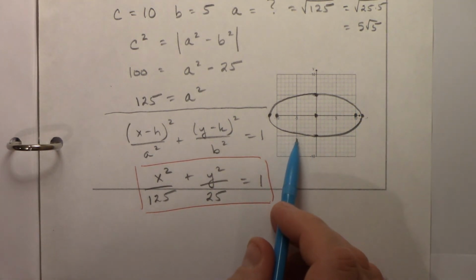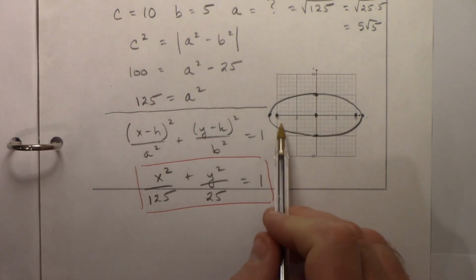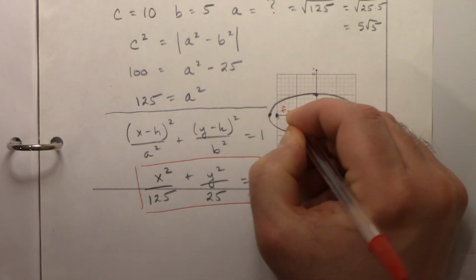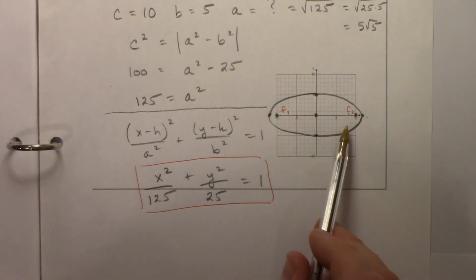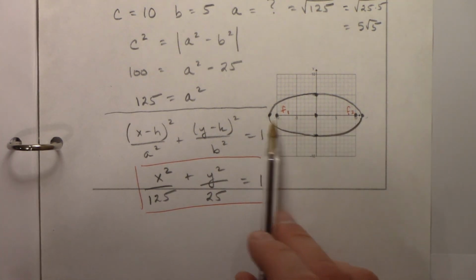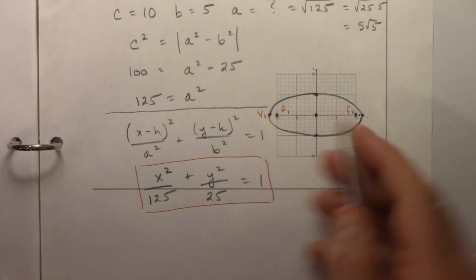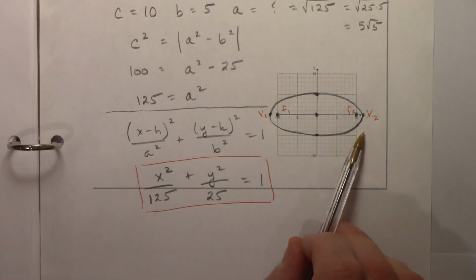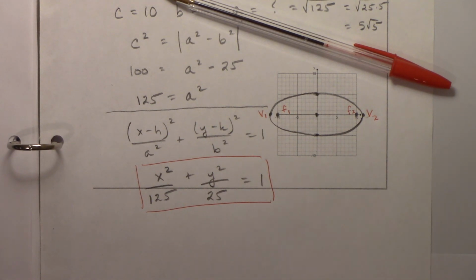The last thing they ask us to do is label the foci and the vertices. So the foci are these points inside. I'm going to label these F1 and F2. Of course, it doesn't matter which is which. The vertices are the endpoints of our major axis. So that's V1 on the left and V2 on the right. At this point, we've identified all the information that they asked us for.